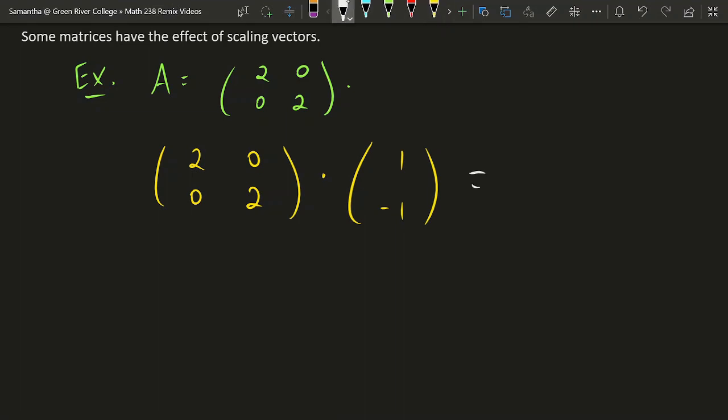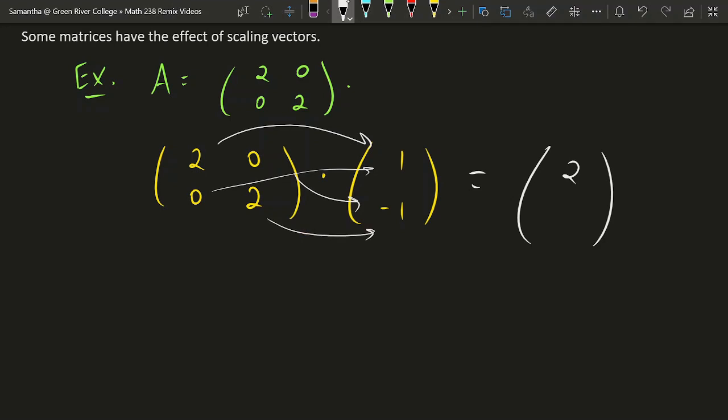If I multiplied this vector and this matrix, then to find the top entry in the answer, I would have to do 2 times 1 plus 0 times minus 1, so all in total, 2. To find the bottom row of this vector, to find the second entry in the answer, then I would have to take the bottom row of the matrix and do 0 times 1 plus 2 times minus 1.